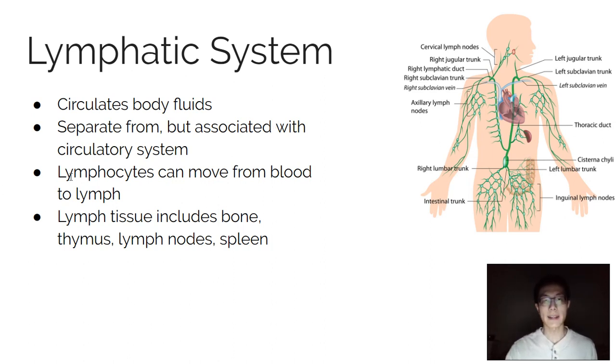Of course, with the lymphatic system, we're talking about that movement, right, of lymphocytes between the blood and the lymph. And we have some interesting lymph tissues such as bone, the thymus, as well as the lymph nodes and the spleen. Of course, that's kind of more or less trivial information in regards to the lymphatic system. What we're really interested in is how does the body respond to foreign invaders?